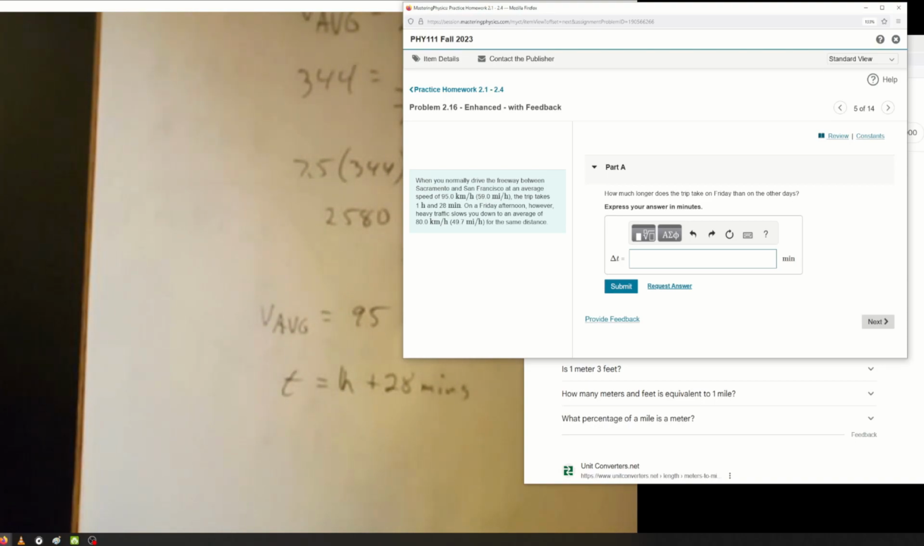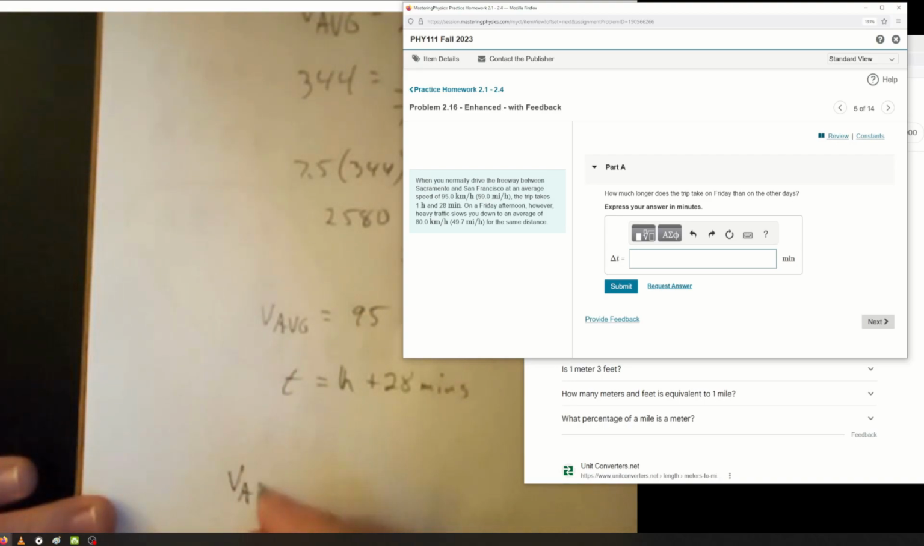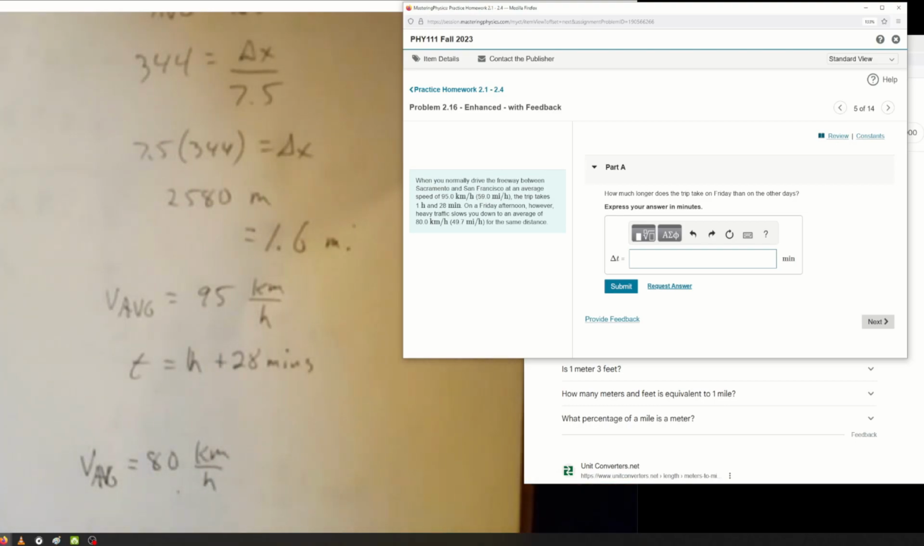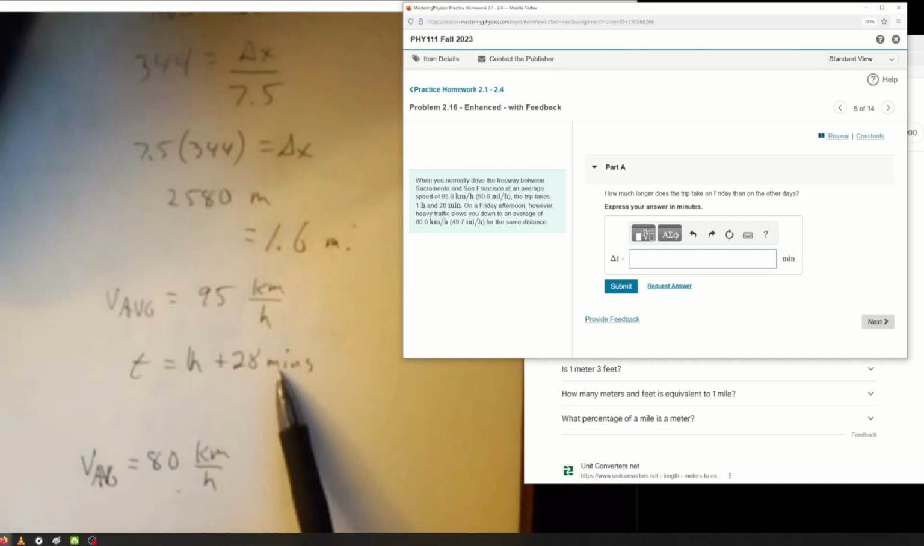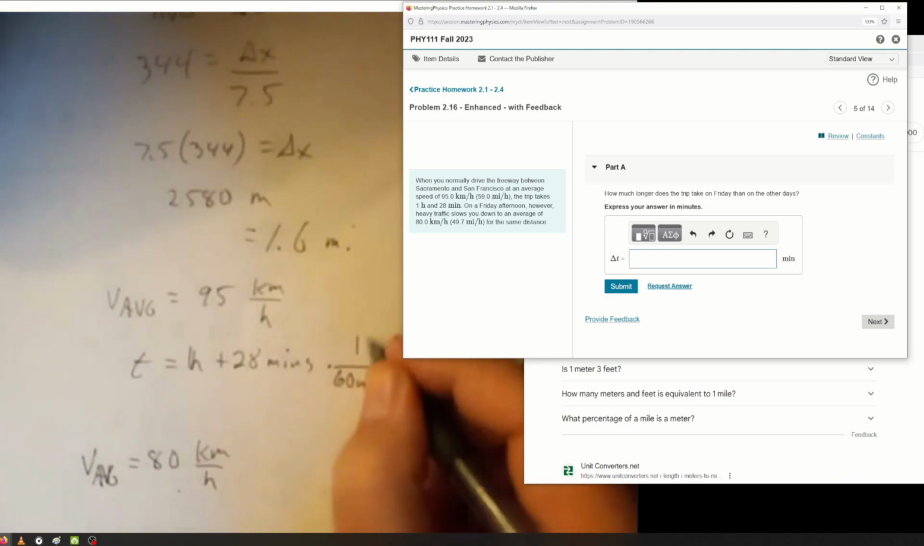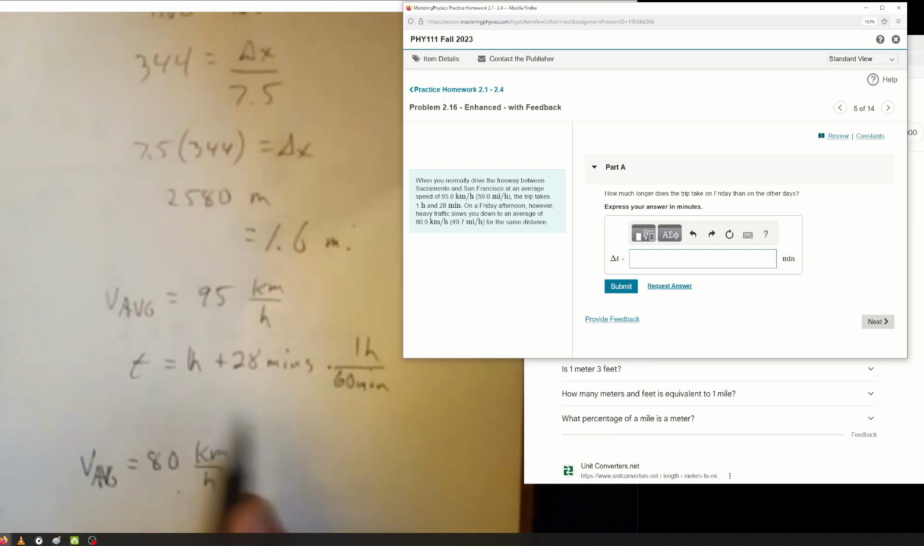On a Friday afternoon, however, heavy traffic slows you down to another average speed, 80, for the same distance. So we don't know the distance, but we can get distance from this one. And the first thing we would need to do, we are in kilometers per hour, but we have hours and minutes here. We do need to change these minutes to hours. So 60 minutes is 1 hour. We ultimately have 1 plus 28 divided by 60.